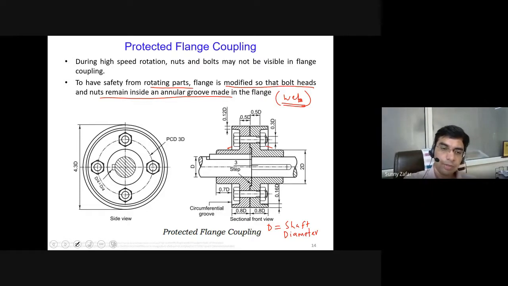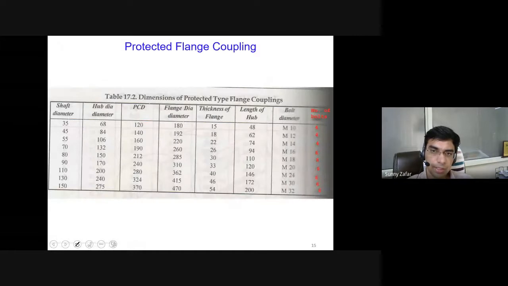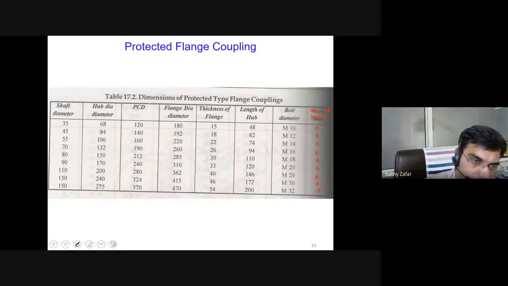Again, the number of bolts will be a function of the diameter of the shaft, and of course, as the diameter of the shaft increases, the number of bolts may increase. Prior to that, the diameter of the bolt will also increase. So again, we have the data book table from the same book. You will see as the shaft diameter is increasing, in a similar way the bolt diameter is increasing and the number of bolts is also increasing.